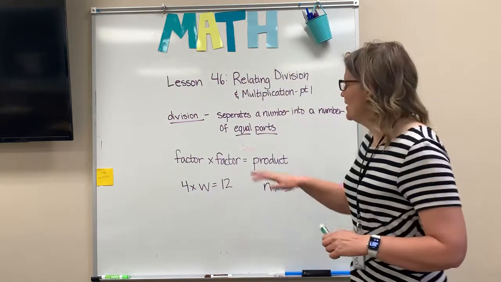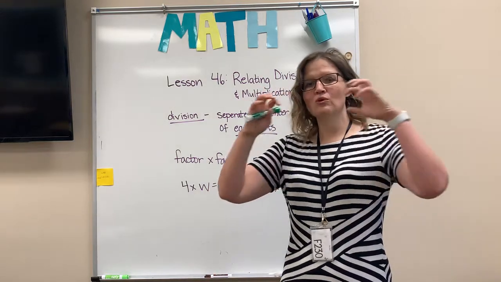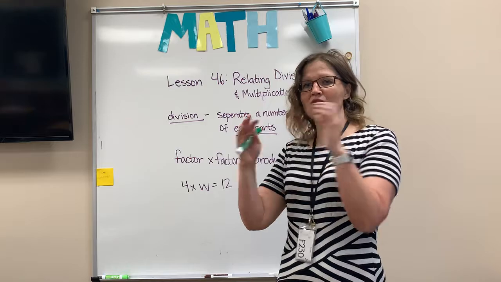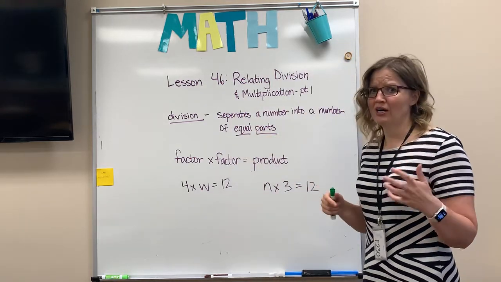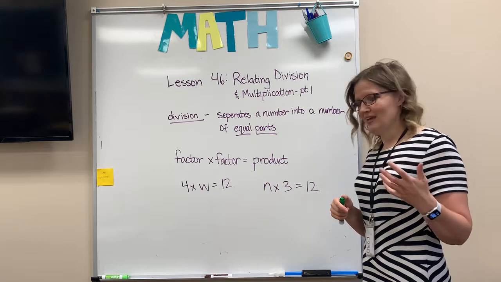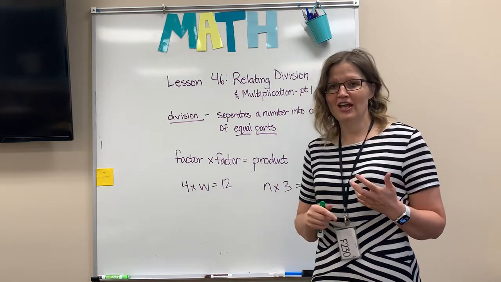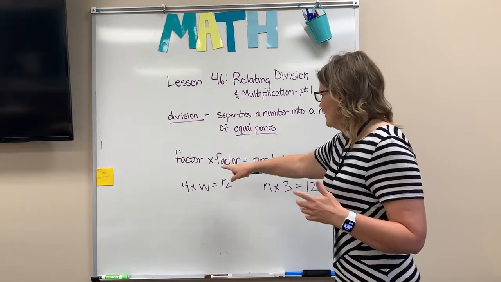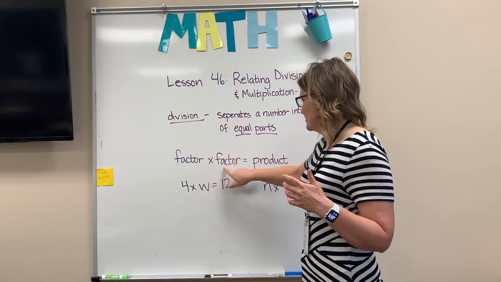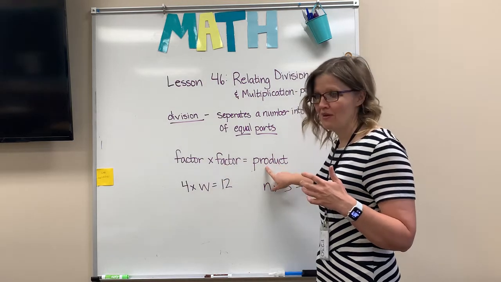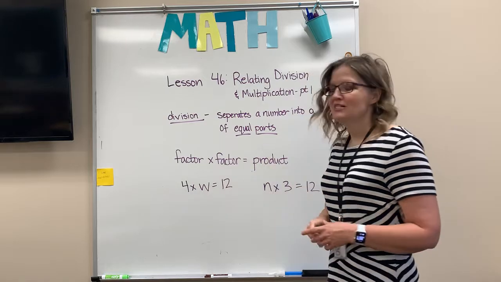When we divide, what we're doing is we're taking a big number and we're separating it into equal groups, or equal parts. One thing that's helpful is to understand that the process for multiplication is a factor times a factor equals a product. We know that a number times a number equals a product.